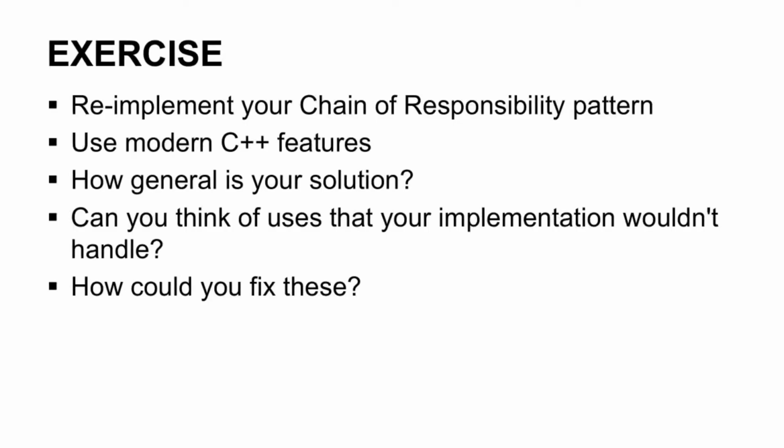So as a final exercise, revisit your implementation of chain of responsibility and see if you can find any places where you can use modern C++ features. While you're reviewing your code, think about how general your solution is and whether you can improve it. Can you think of any use cases that your implementation won't handle, and could you modify your implementation, or do you think you'd need another one? Sample implementation of this, as with the previous example, is available in the working files for this chapter.